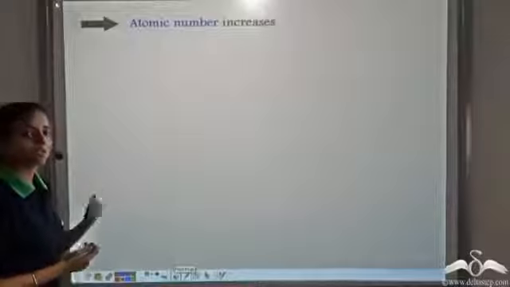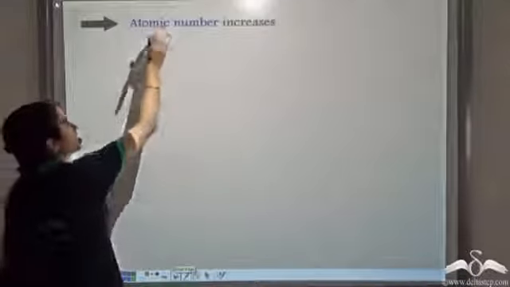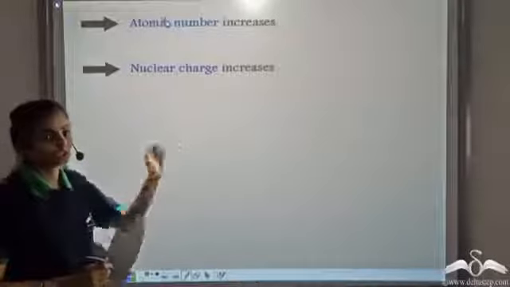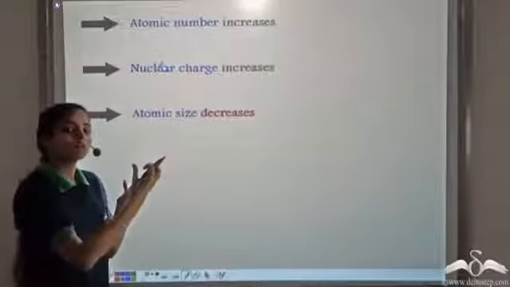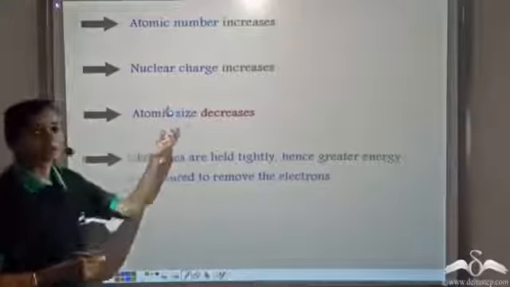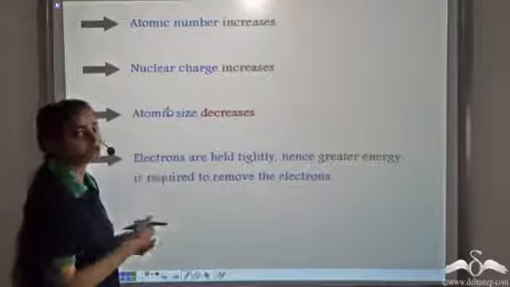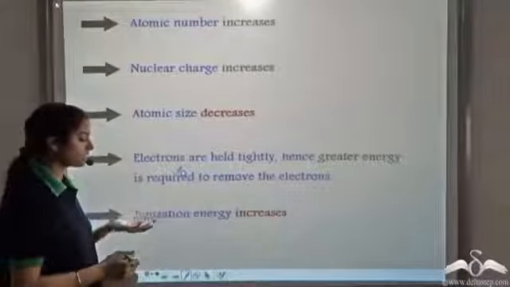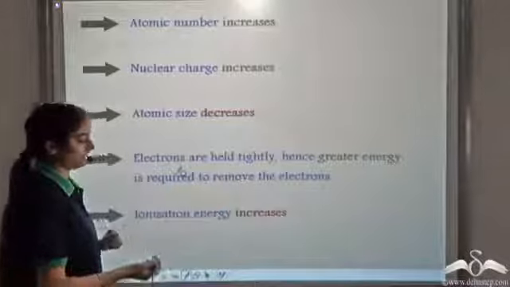So let's revisit how the ionization energy varies in a period. We know on moving from left to right in a period, the atomic number increases. As the atomic number increases, there's an increase in the nuclear charge of an atom. This increased nuclear charge tends to pull the outermost shell closer to the nucleus, so the atomic size decreases. As the atomic size decreases, electrons are held tightly to the nucleus, and therefore we require greater energy to remove the electrons from the atom. And since the energy required to remove the electrons increases, that means the ionization energy increases when we move from left to right in a period.